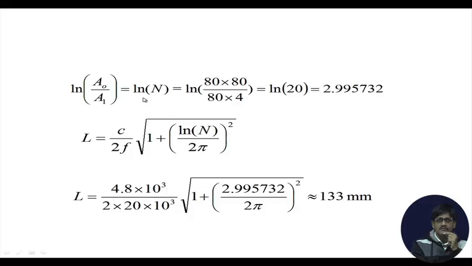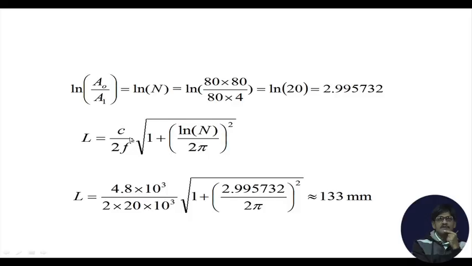So this is equal to the natural logarithm of n, and therefore we put in values. This is the area at the start, and this is the area at the end. 80 cancels, so basically it's ln 20. ln 20 is equal to 2.995732. Okay, so this has been found out. So this by 2 pi whole square plus 1, into twice into c by 2f is equal to the length.